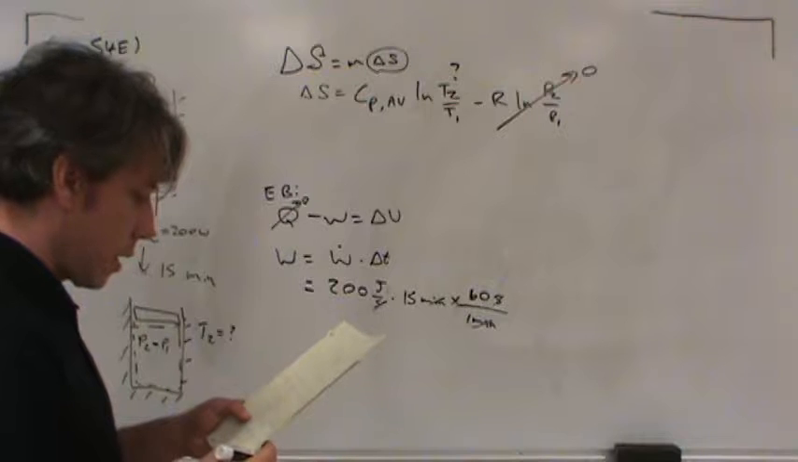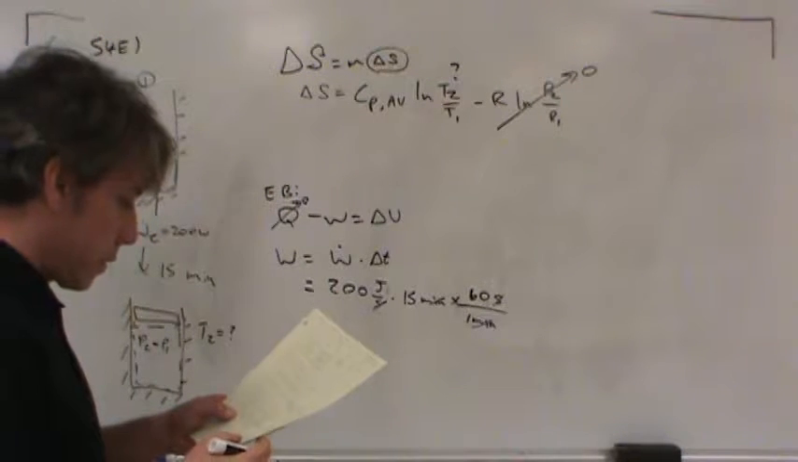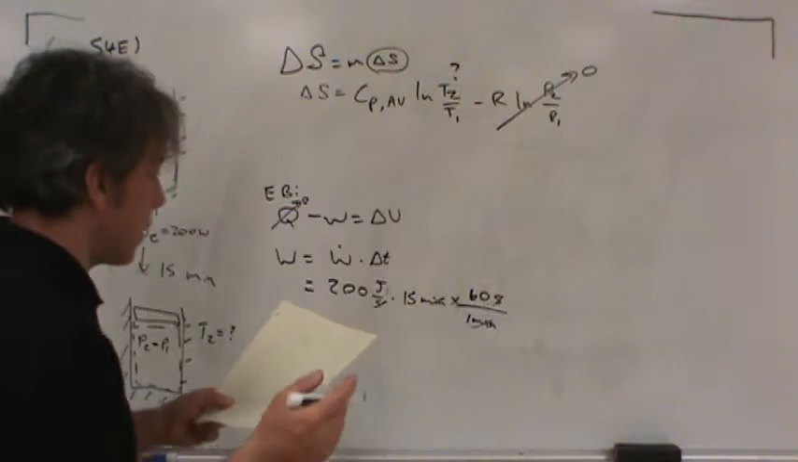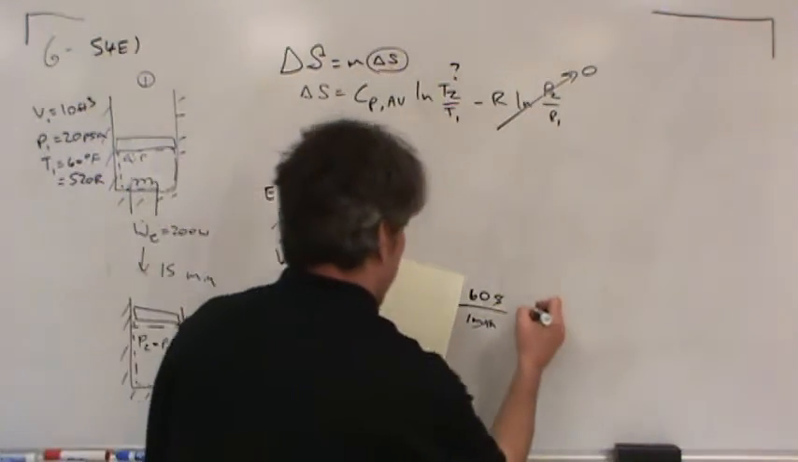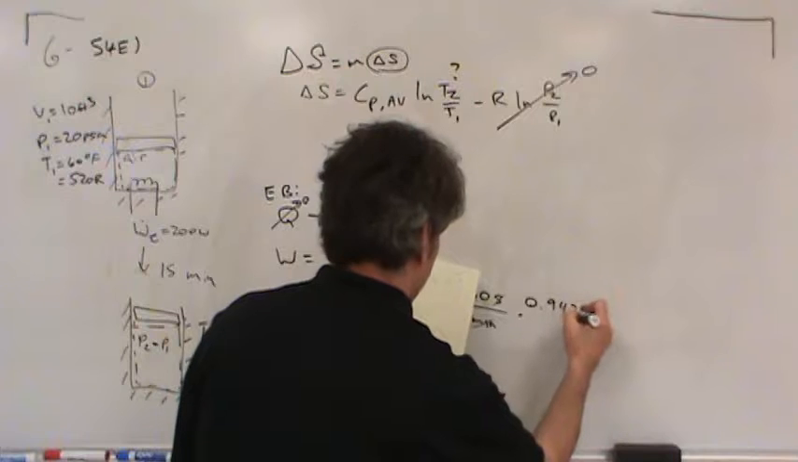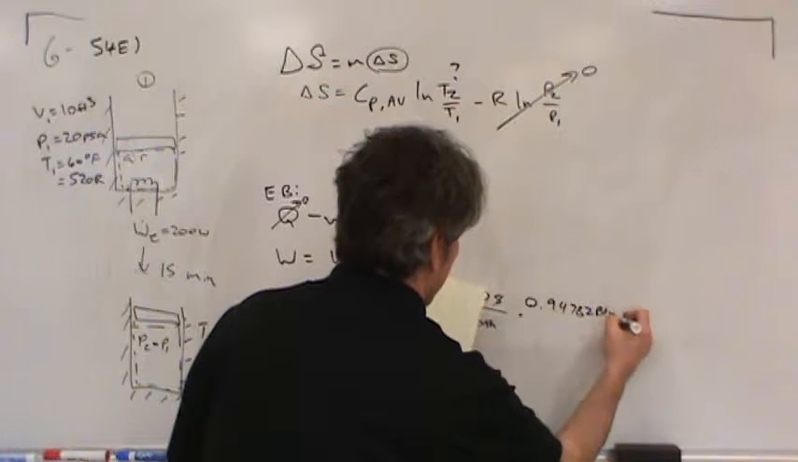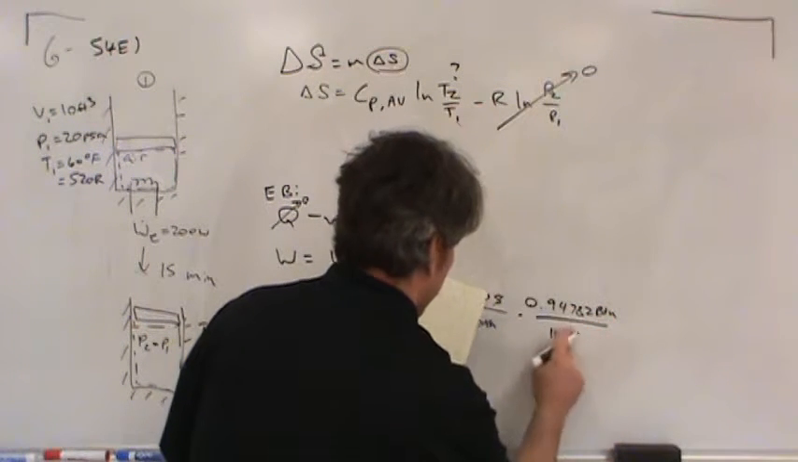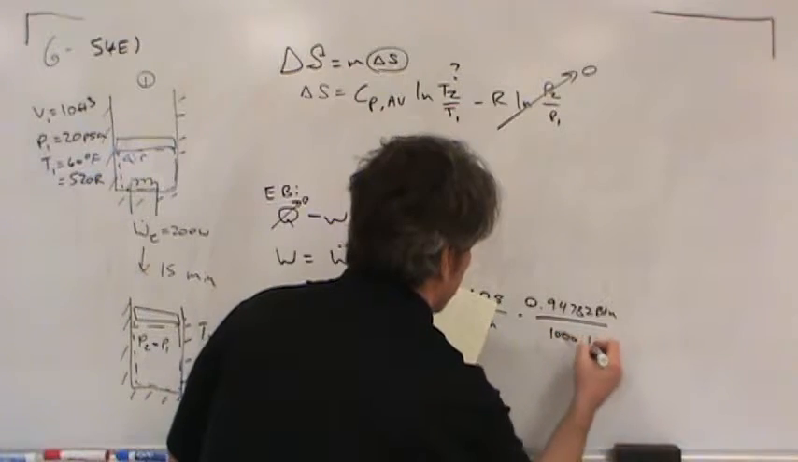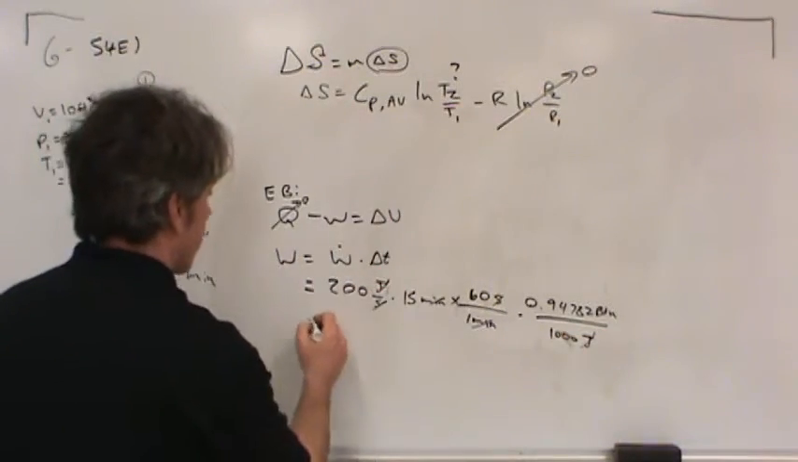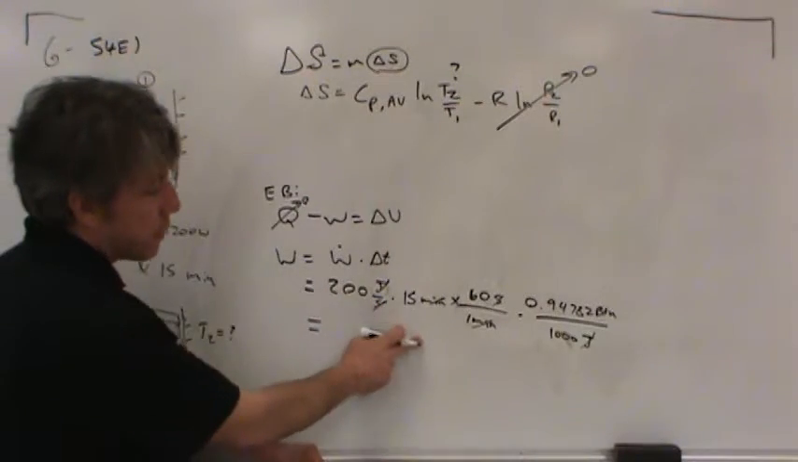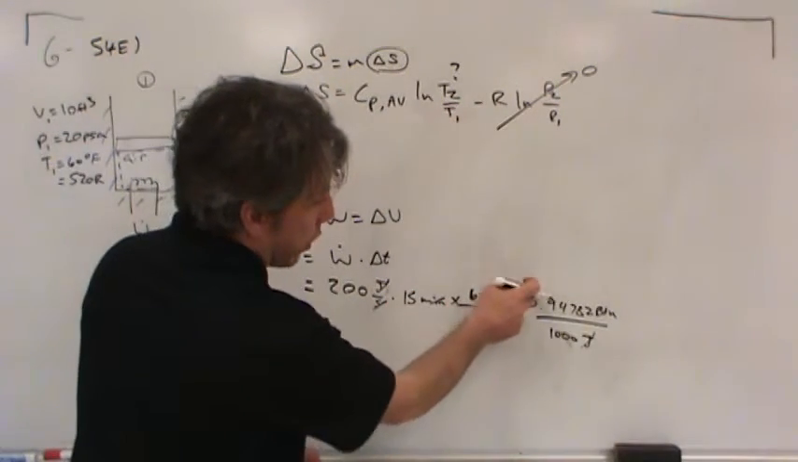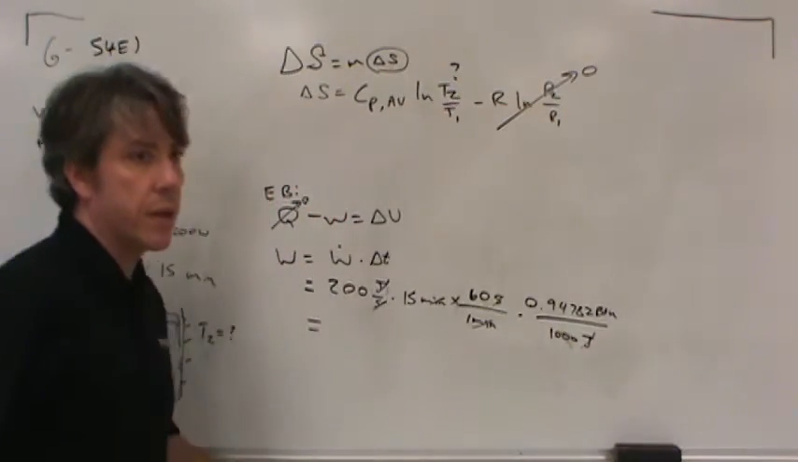So let's see. I did this in the context of the whole problem. We've got joules, so I'll need some calculator help here. 0.94782 BTUs per 1,000 joules. Joules will go away, we'll just have BTU. So grab your calculator, please. Multiply 200 by 15 by 60 by 0.94782 and divide by 1,000.